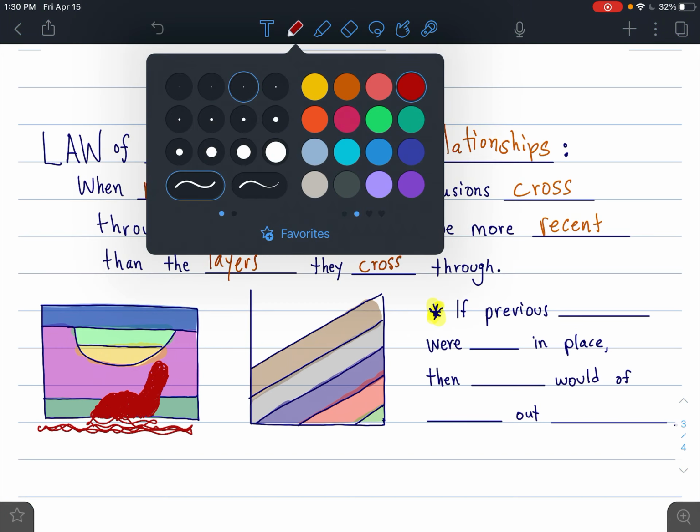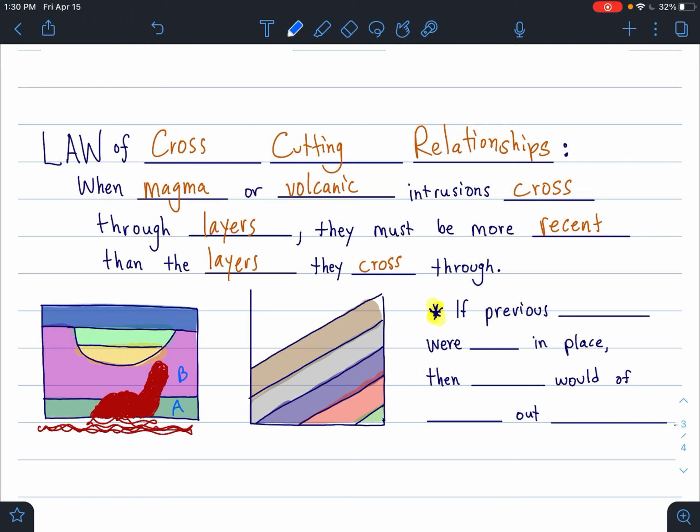So if we label these different layers, let's go with a blue color. If we have A, B, C, D, and E, and then let's say that this magma is letter F, we know that A had to form first because it's on the bottom, and then B. Now we know that those had to be there before F could have formed. So F had to happen after B. Now we don't know if it happened after or before C because it doesn't cross through that layer. So all we can say is that F had to happen after B because it crosses through that layer.